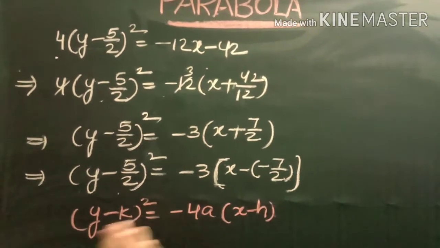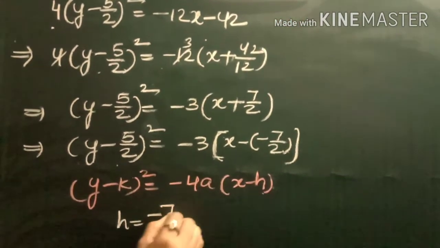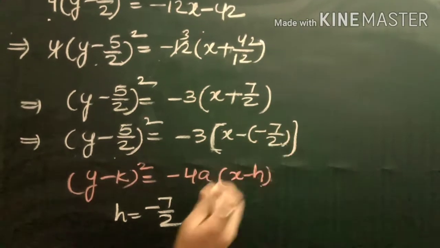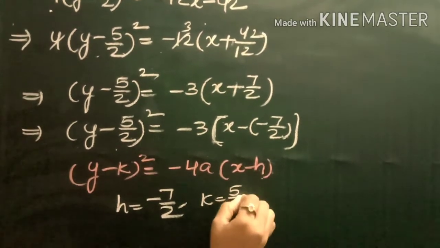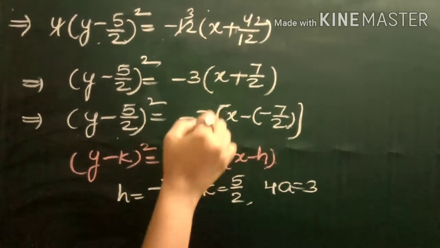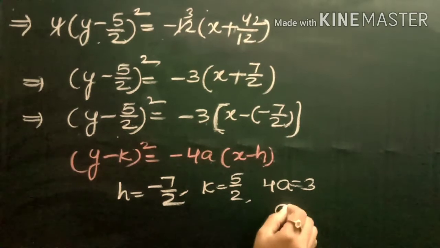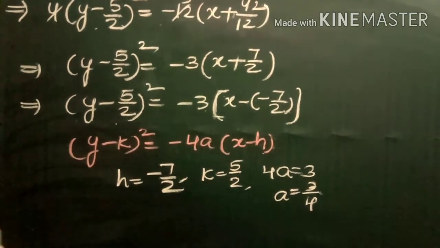Now when we compare these two equations, what we get is the value of h is equal to minus 7 by 2, the value of k is equal to 5 by 2, and the value of 4a is equal to 3. Here minus 4a is equal to minus 3, that is 4a is equal to 3, then the value of a is equal to 3 by 4. Now what is the given question? Find the vertex and focus.